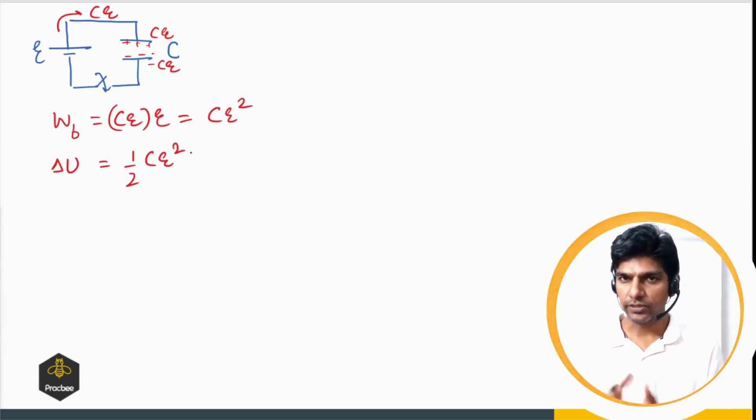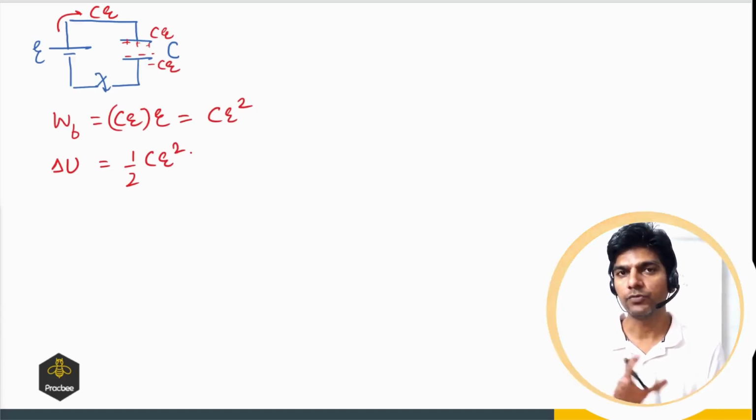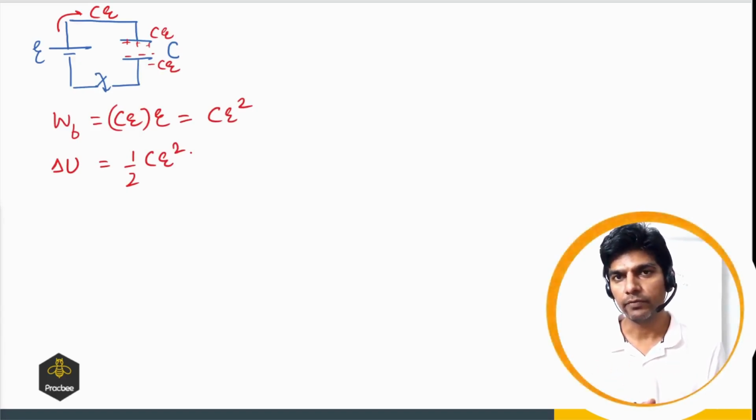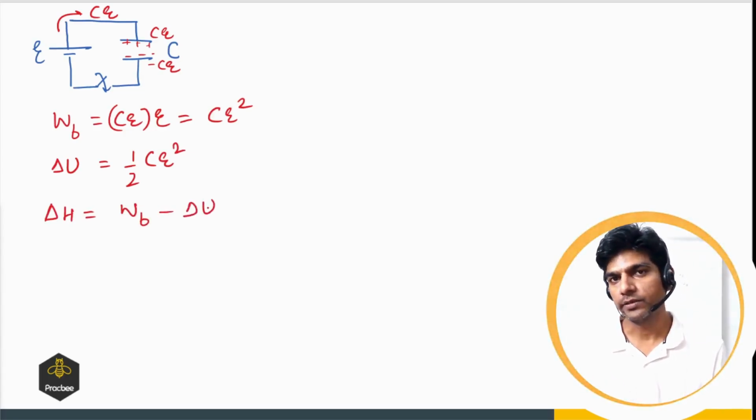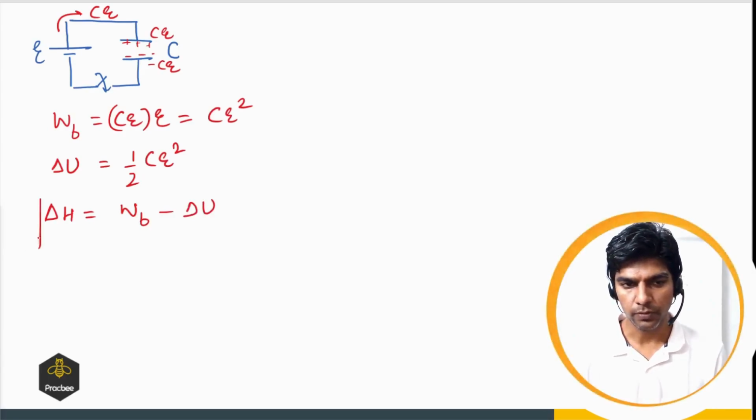So when we have an uncharged capacitor and we charge that capacitor, then half of the work done by the battery will be dissipated in the form of heat energy. So here the heat energy will be work done by the battery minus change in the potential energy of the capacitor. Okay, so this formula you have to remember.